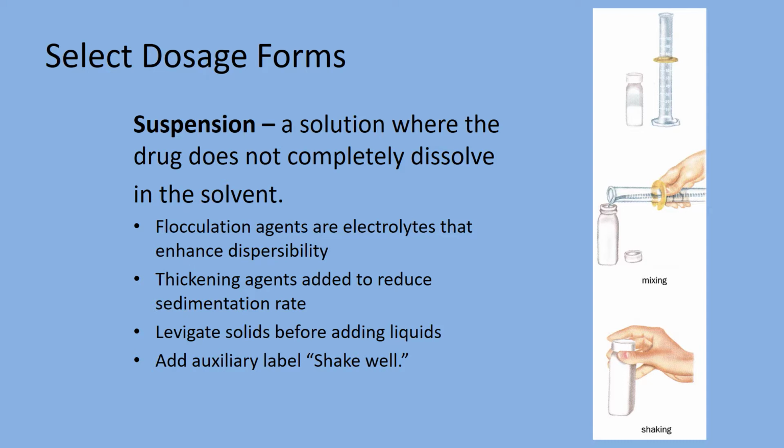For making suspensions, you might add an electrolyte to prevent the solids from clumping together. So positive and negative charges will attract. So what you can do is try to make everything positive charged, so then they'd repel each other and stay in solution longer, or conversely make everything negative charged so they repel each other. You can add a thickening agent like methylcellulose or sugar, and always affix that shake well sticker.